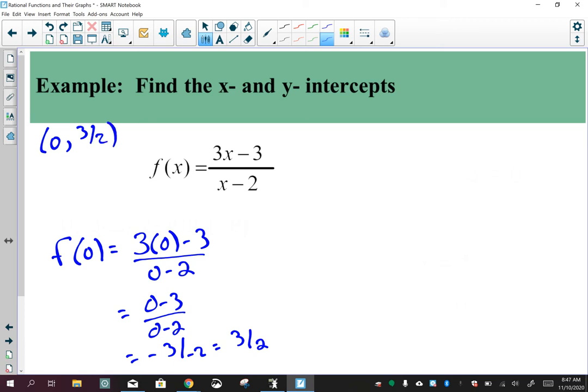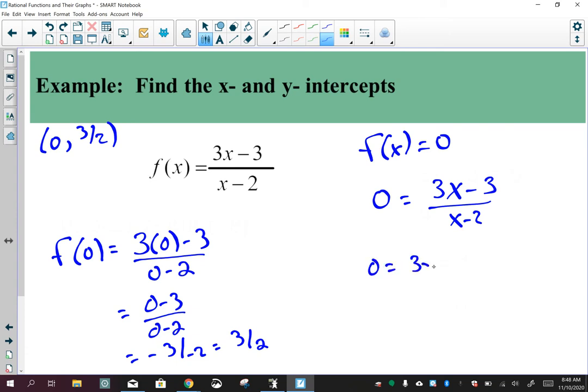Okay. My x-intercept happens when my f of x equals 0. So I'm going to take this and say 0 is equal to 3x minus 3 over x minus 2. Now here's a neat thing. I'm going to cross multiply these. And when I cross multiply these, this x minus 2 goes away, leaving you with just your numerator. So when you are solving for x-intercepts, it's just the numerator. So you actually are going to solve 3x minus 3 is equal to 0.